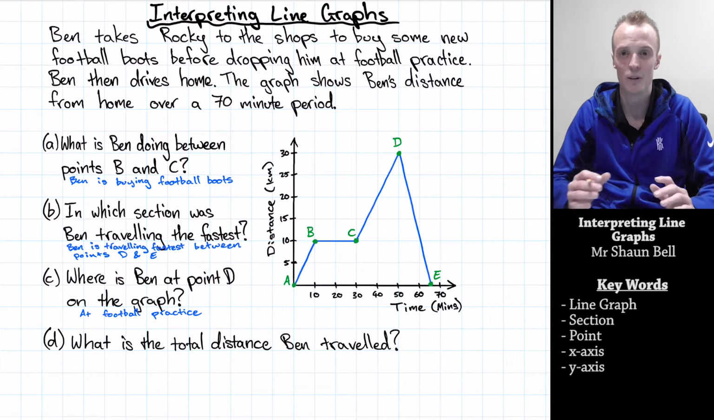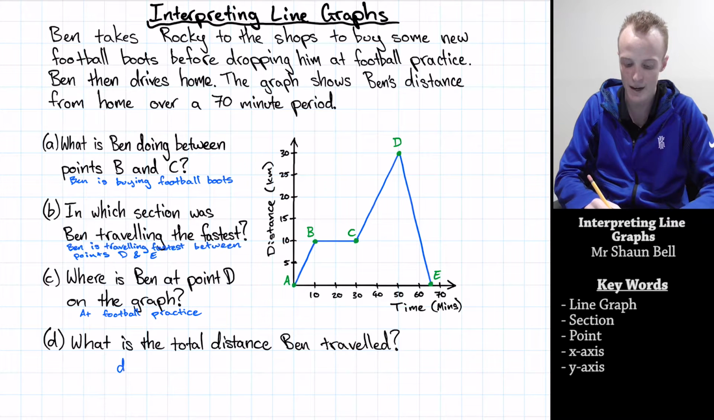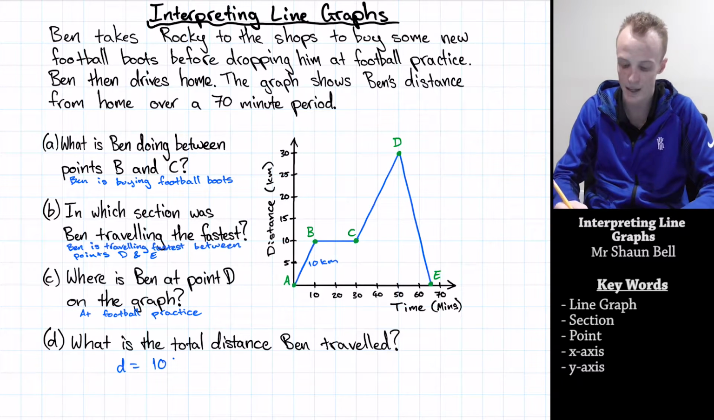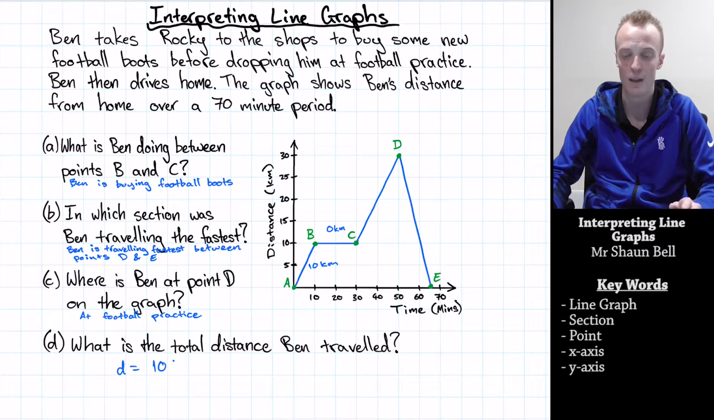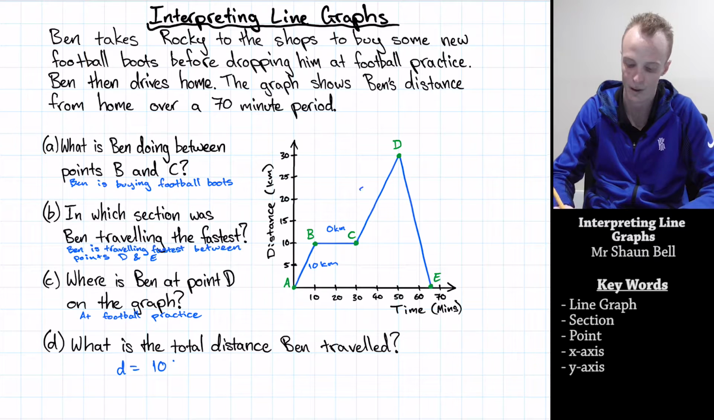And then it's asked us, what is the total distance that Ben has travelled? To be able to work that out, we actually need to work out how far Ben has travelled in each leg of the journey. Between A and B, he's travelled a total of 10 kilometres. So we're going to start with the 10 kilometres. Between B and C, he hasn't gone anywhere, so that's 0 kilometres. Then between C and D, he travelled another 20 kilometres. We can tell that by reading the y-axis. So it's 20 kilometres in here.